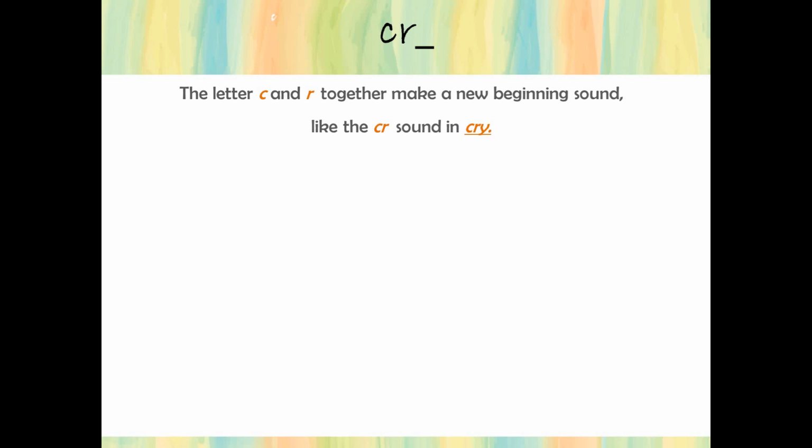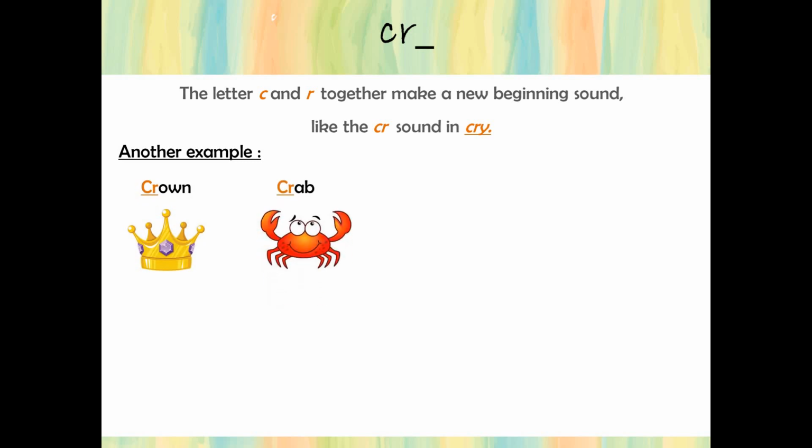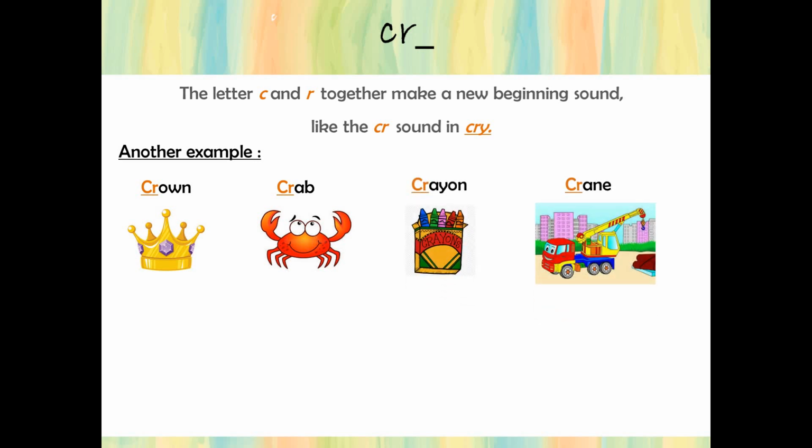Our next beginning blend is cr. The sound cr is made up of letter C and R together, making a new beginning sound like the sound cr in cry. Let's take a look at other examples of words that start with the sound cr, like crown, crab, crayon, and crane.